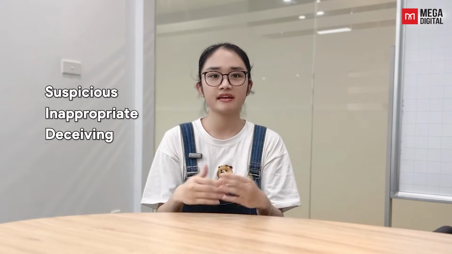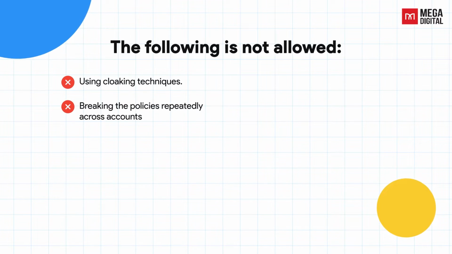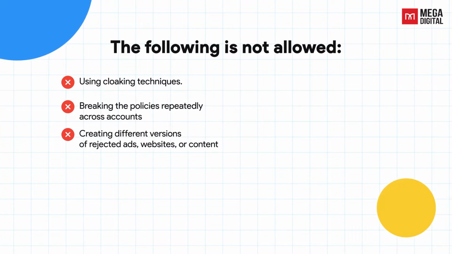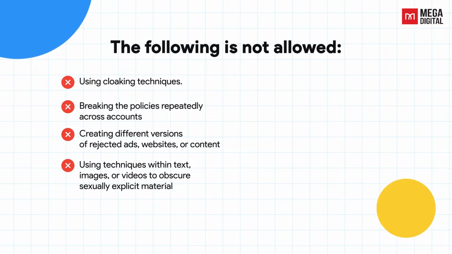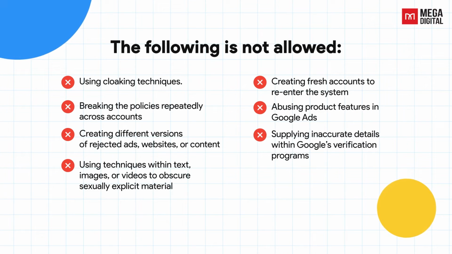In the checking process, Google will suspend your account if the content, activities, or click checkers on the account appear suspicious, inappropriate, and deceiving. According to Google circumventing systems policy, the following is not allowed: using cloaking techniques, breaking the policies repeatedly across accounts, creating different versions of rejected ads, websites, or content, using techniques within text, images, or video to obscure sexually explicit material, creating fresh accounts to re-enter the system, abusing product features in Google Ads, supplying inaccurate details within Google's verification program.